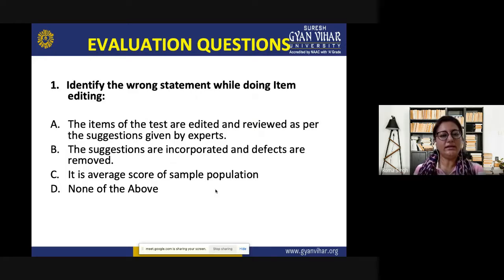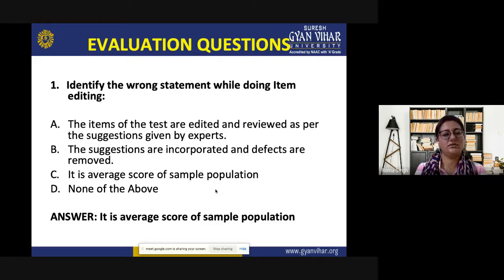So while editing, it is reviewed as per the suggestions, and changes are made by the experts. If the suggestions are given and incorporated, then the defects are removed. And "it is an average score of sample population" is the wrong answer. It is not an average score of sample population. Norms are the average score of sample population.